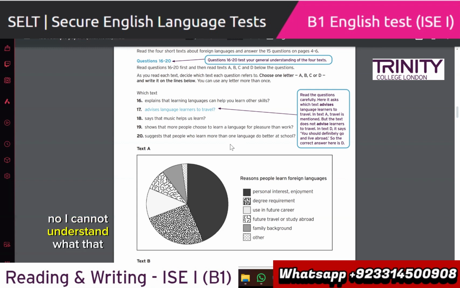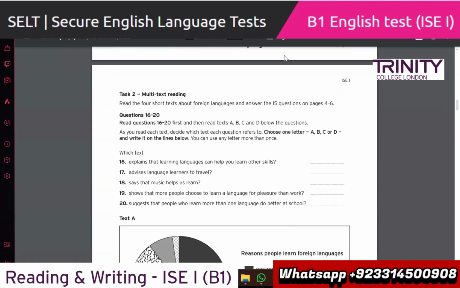No, I cannot understand what that means. Now you read this. Which one? Questions 16 to 20? Read questions 16 to 20 first, then read texts A, B, C, and D below the questions. As you read each text, decide which text each question refers to, choose one letter A, B, C, or D, and write it on the lines below. You can use any letter more than once.